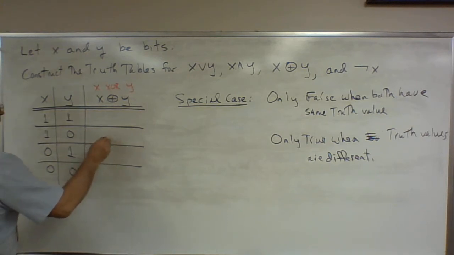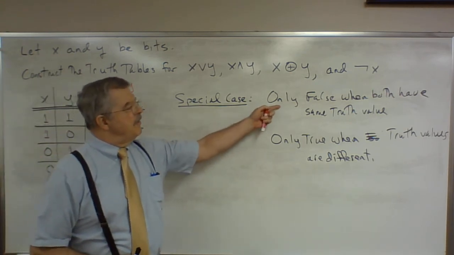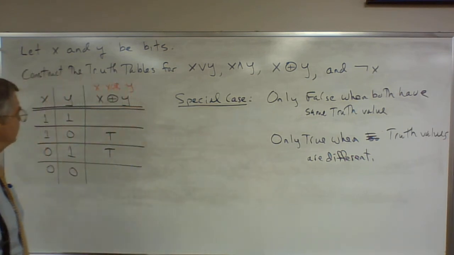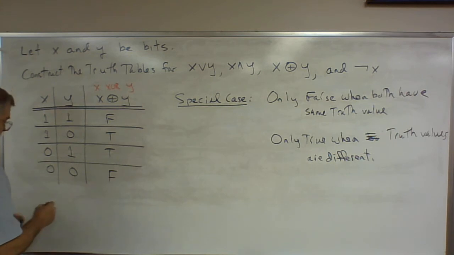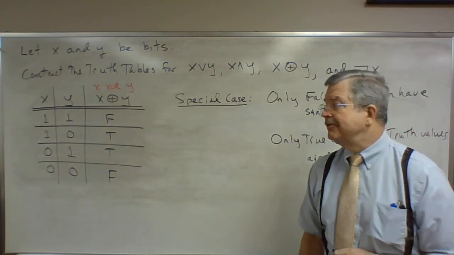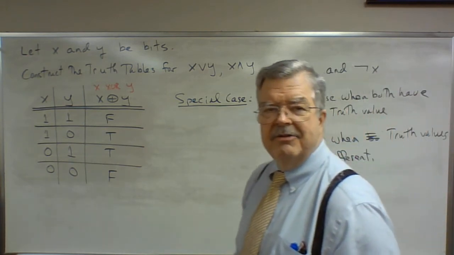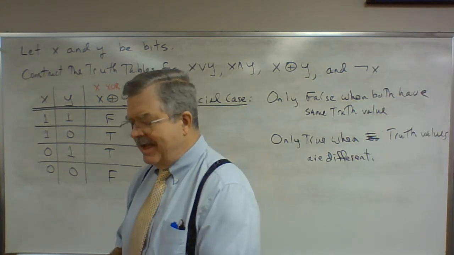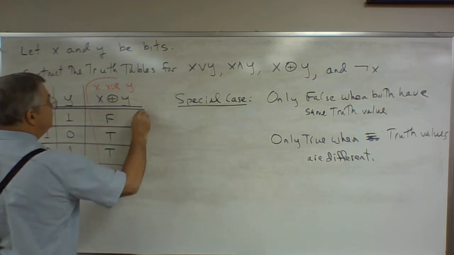So we have true, true. Now this says they're only false when both have the same truth value. Here they're the same, this is false. Here they're the same, this is false. So we can use either one of those special cases. I apologize, I don't really remember which one I told you in class, but you can take either of these, whichever seems easier to remember to you. Take it and run with it. And here's our truth table for exclusive OR.